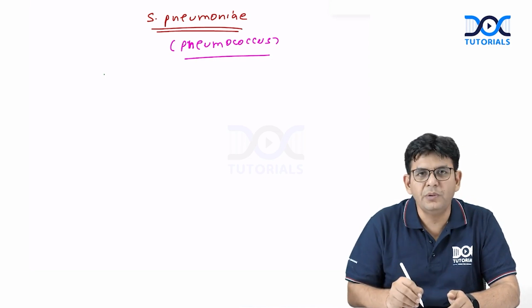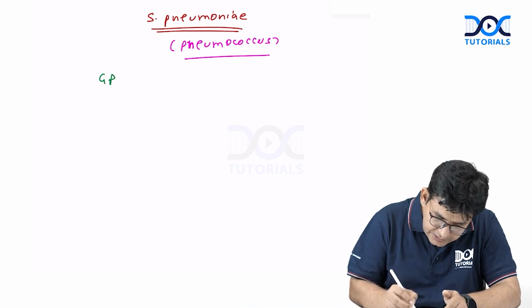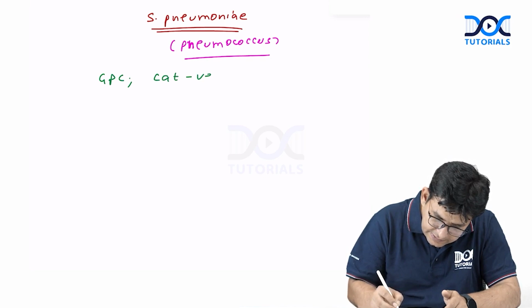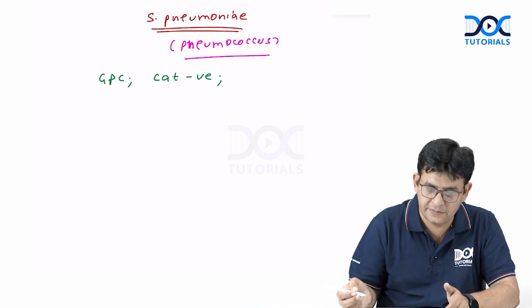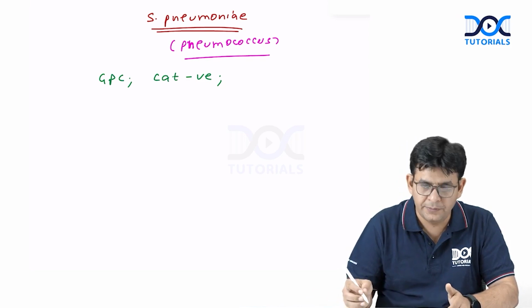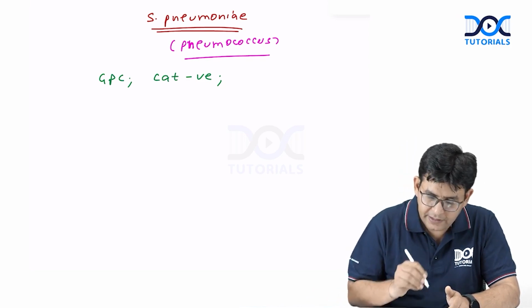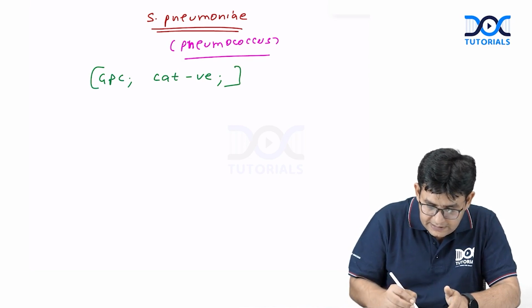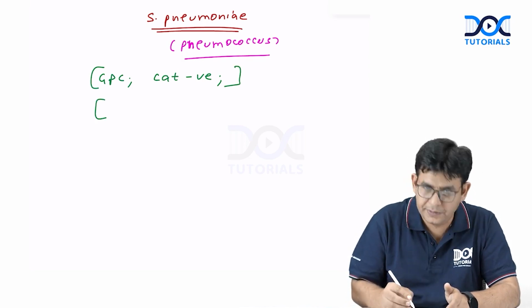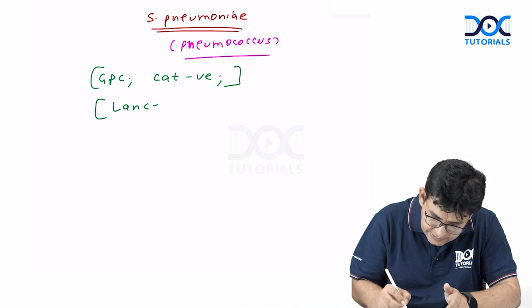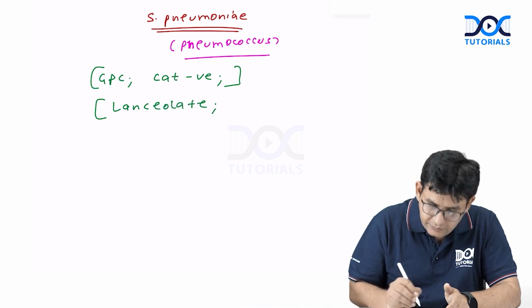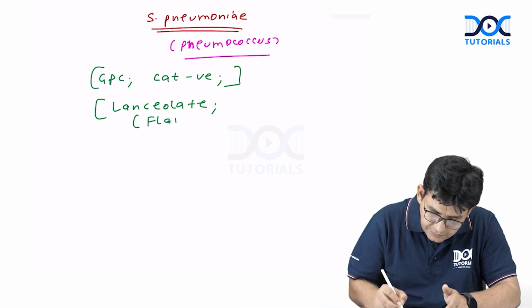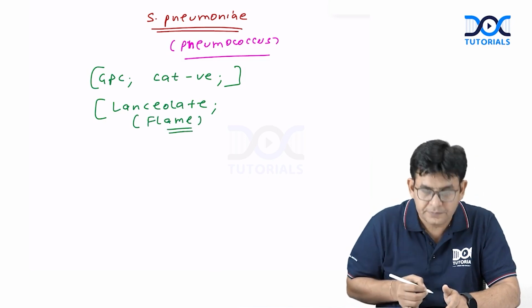Now, guys, talking about pneumococcus, you know that this is a gram-positive cocci. It is catalase negative because it belongs to Streptococcus. This particular organism, Streptococcus pneumoniae, has a particular shape. And what is that shape termed as? Lanceolate shape. And what is lanceolate? Lanceolate is flame shape. It looks like a candle flame.